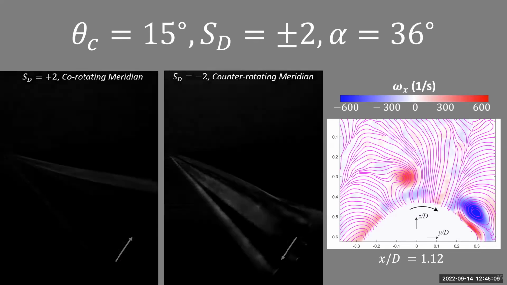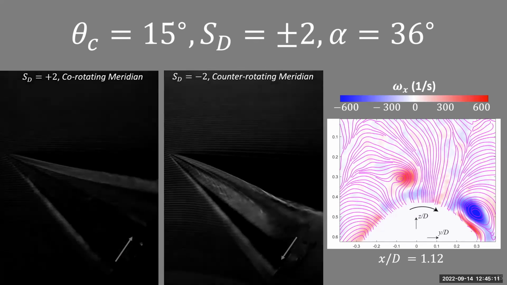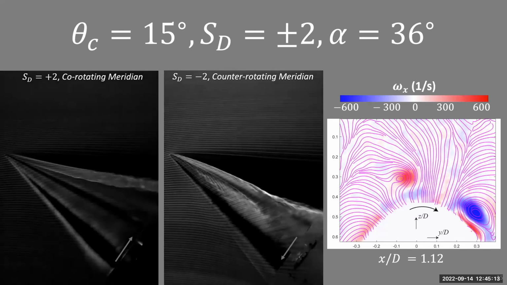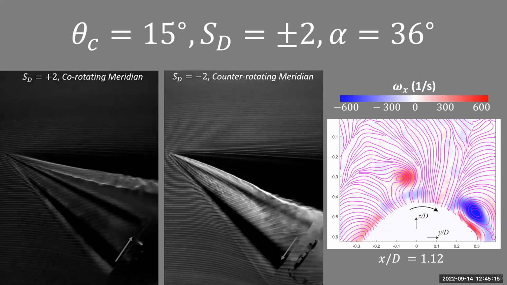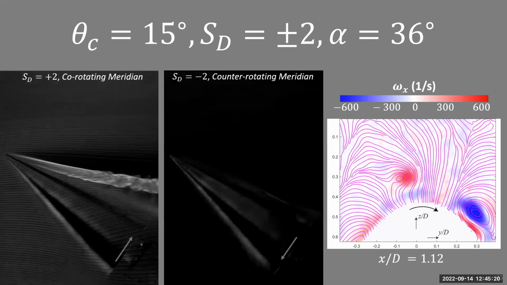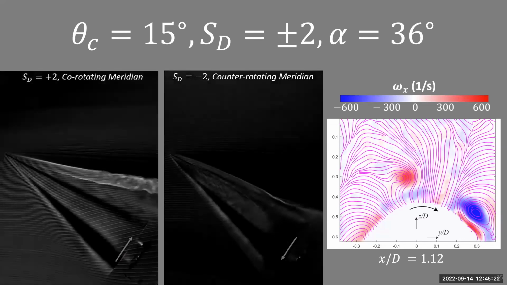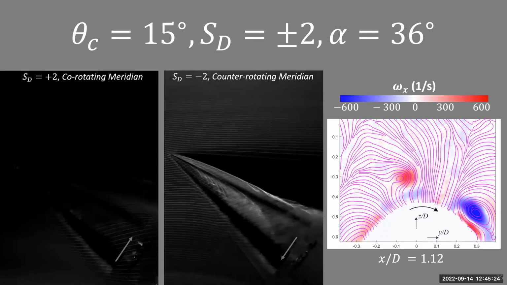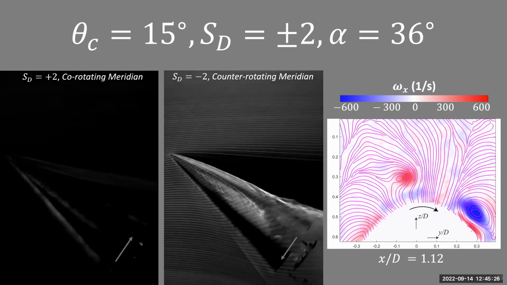Could you comment on, is that a lighting issue, or is that something really in the flow? So are you talking about the black marks here? Yeah. So these black marks are artifacts of background subtraction. Okay. So it's not real. Okay.